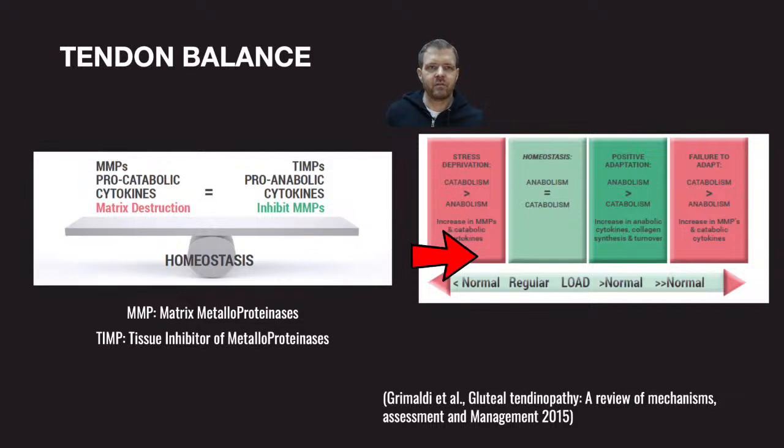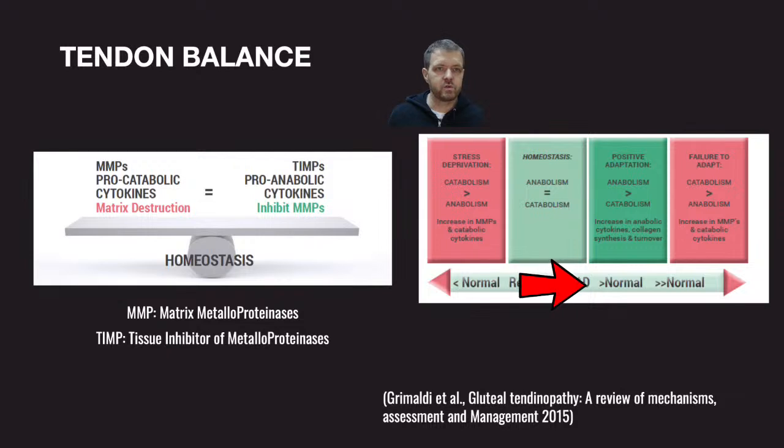So this is load, down the bottom here, and these two link together. If you're in the middle there and you've got normal amounts of load, then what we have is a positive adaptation of the tendon. We have more anabolic activity than catabolic. So we've got an increase in anabolic cytokines, an increase in collagen synthesis and turnover. So we get a healthy, adapted tendon. This is where we want to be. Obviously there's an equilibrium between anabolic and catabolic.